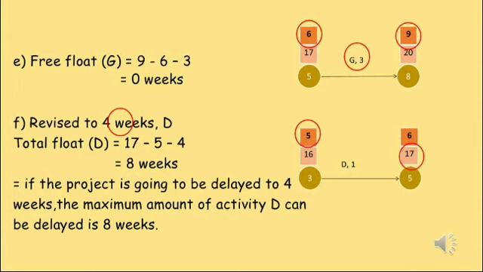So how would this affect the project? The conclusion is, if activity D is delayed to 4 weeks, the maximum amount that activity D can be delayed is 8 weeks.